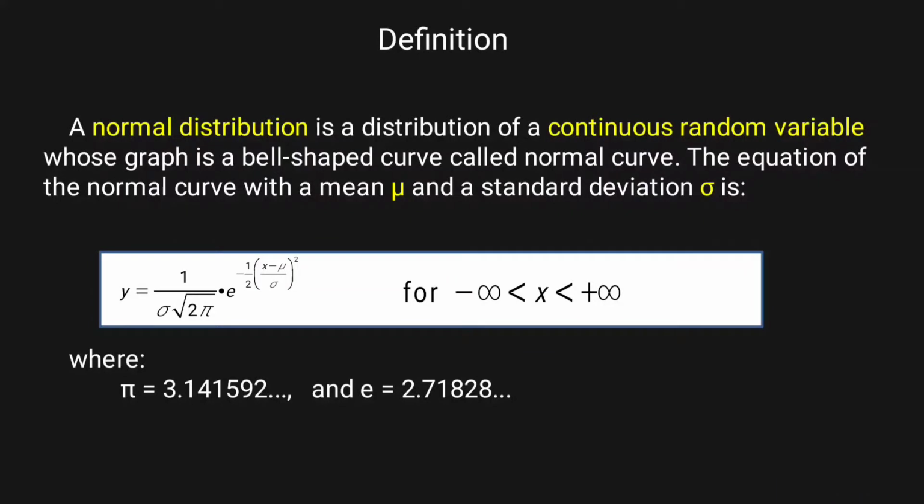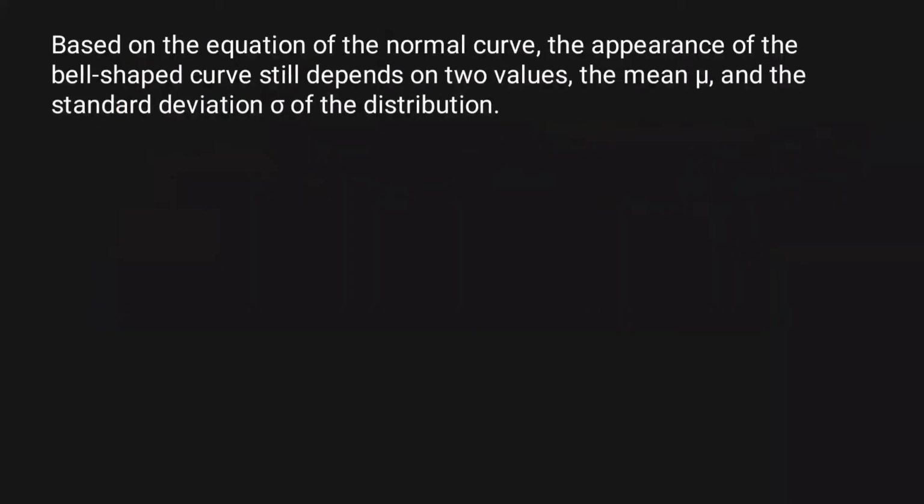Okay, so where pi is 3.141592 and so on, and e is 2.71828. Okay, so yung pi at e ay non-terminating yan. Okay, so based on the equation of the normal curve, the appearance of the bell-shaped curve still depends on two values, the mean mu and the standard deviation sigma of the distribution.